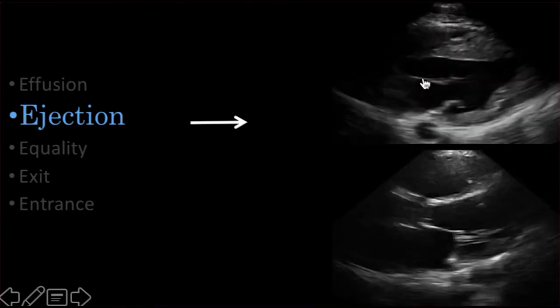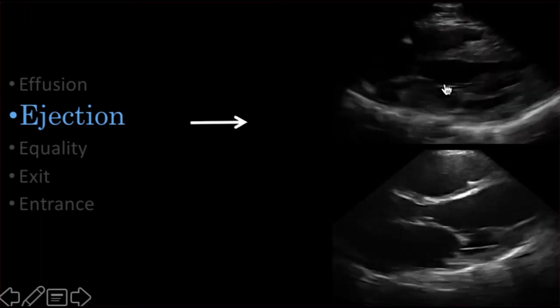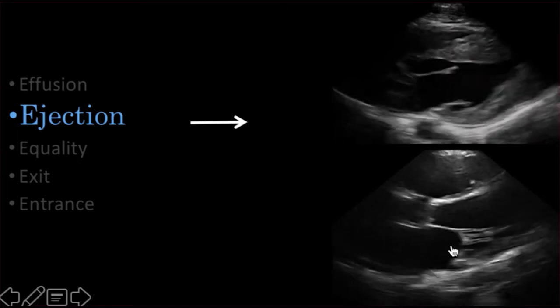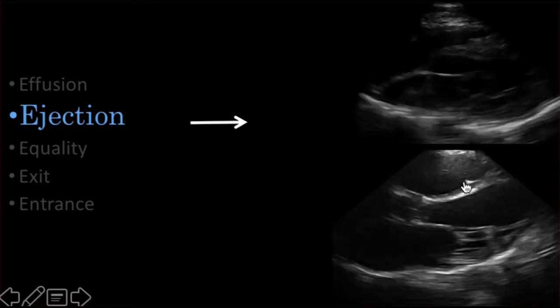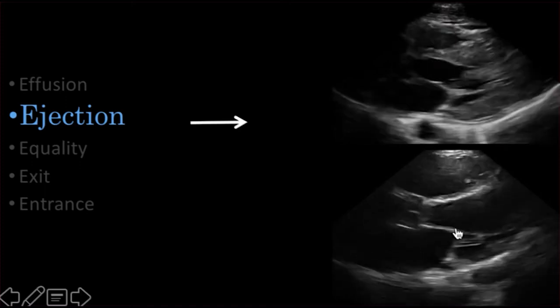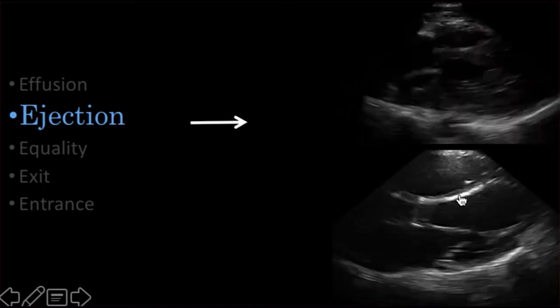We also are looking at the anterior leaflet of the mitral valve here that comes close to the interventricular septum. When we compare that to the bottom view, we see that there's not much thickening of the left ventricular walls. That anterior leaflet of the mitral valve does not come close to the interventricular septum.